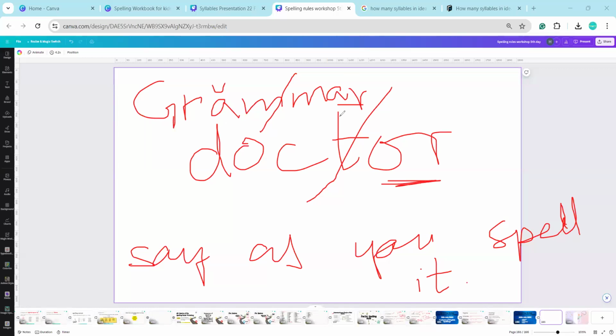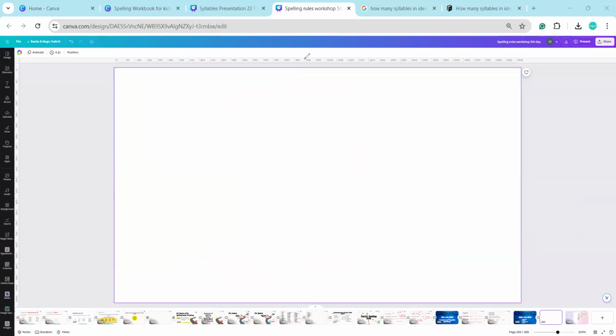So how will the child memorize the word? Grammar, grammar. Say as you spell it. And then it won't be that, somebody was asking how it will affect the pronunciation. Nothing will happen to the pronunciation because you will mention after saying this that this is how we spell it and this is how we say it. We say grammar, but we write grammar. Thank you so much for the words, but I hope the concept is clear.